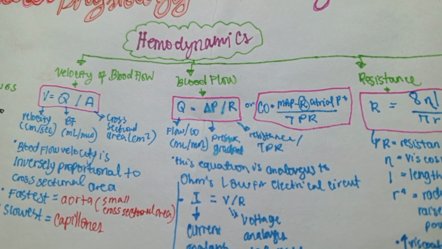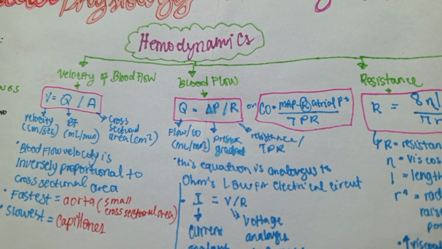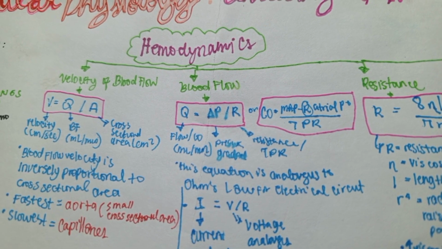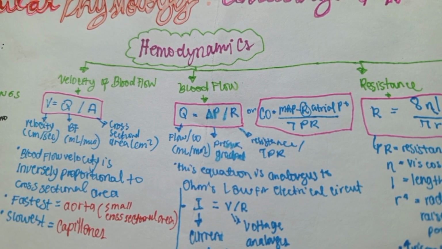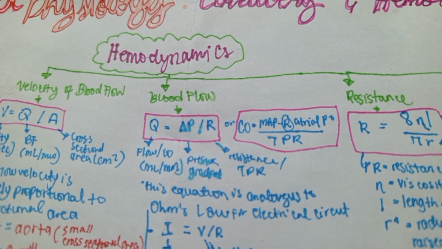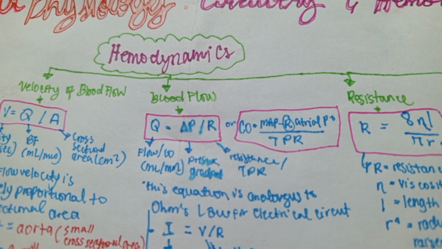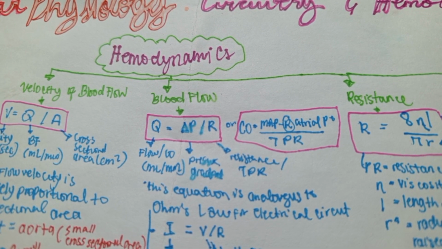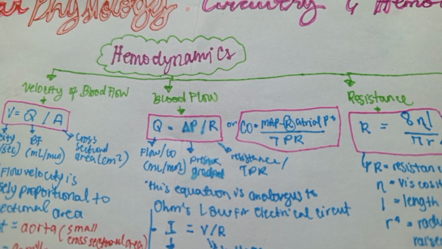So for the blood flow, we have here the equation. The flow is equal to the pressure gradient over the resistance, or the TPR. Now there's another formula for the blood flow, where the cardiac output is equal to the mean arterial pressure minus the right atrial pressure over the total peripheral resistance.